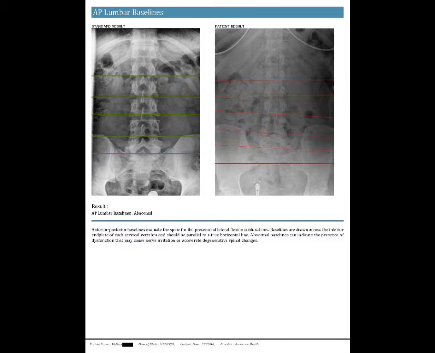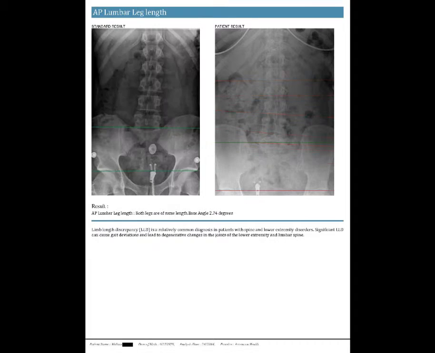Lumbar base lines, the software will tell you if the lines are tilted. If the lines are tilted more than 3 degrees, it reports it as abnormal. This will report a short leg if one leg shows to be higher than the other. You'll see two lines across here, and the difference will be reported. In this case, both lines are of the same length, so there is no short leg reported. You also see the sacral angle, in this case 2.74 degrees.